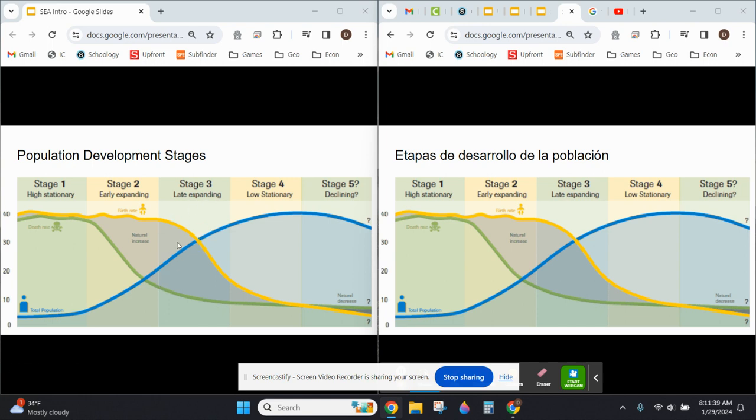The next stage, technology is still advancing. Your death rate is still dropping very quickly, but culture is starting to catch up. People start having less and less kids.